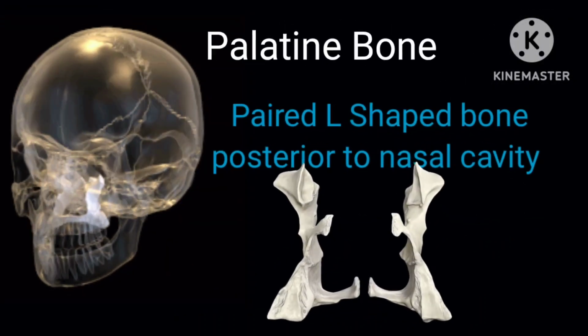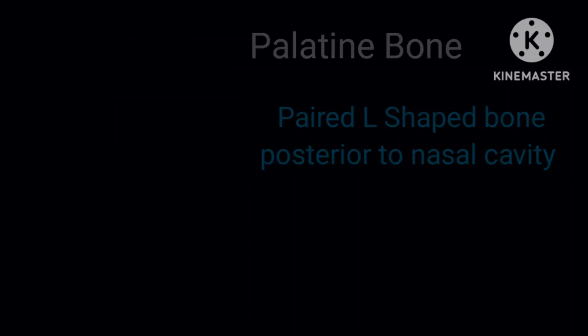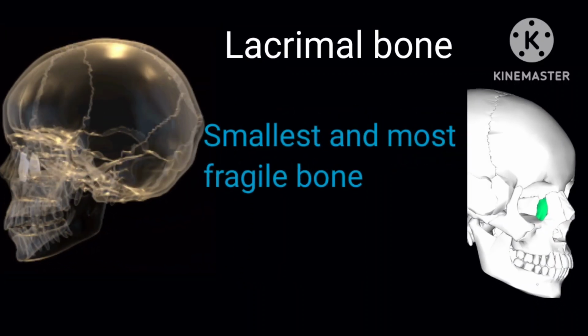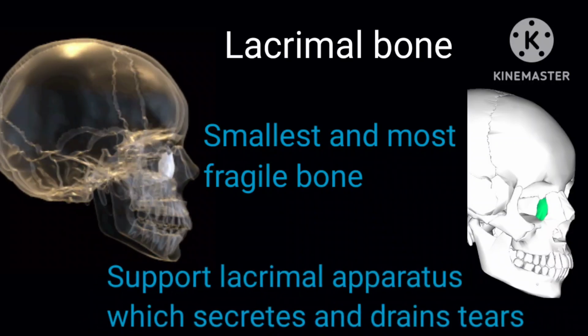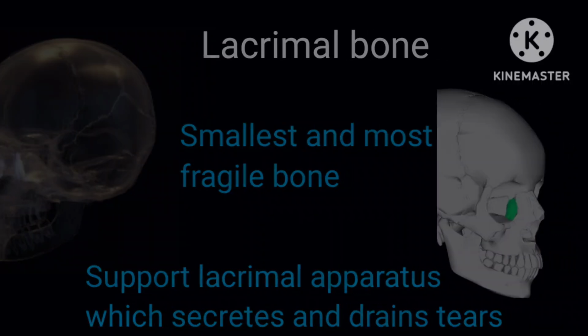The palatine bone is a paired L-shaped bone located posterior to the nasal cavity. The lacrimal bone is the smallest and most fragile bone of the viscerocranium. The main function of the lacrimal bone is to support the structure of the lacrimal apparatus, which secretes and drains tears.